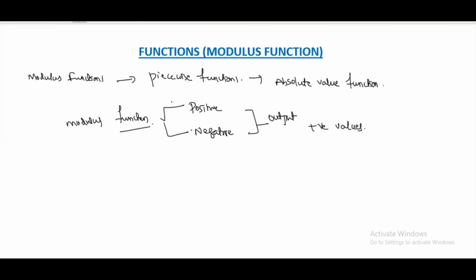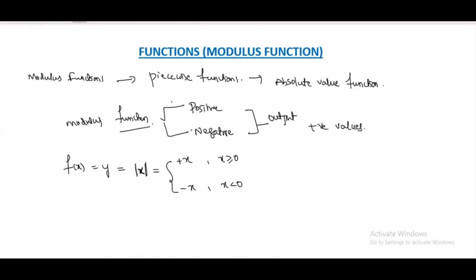So how can we denote this? If I take f of x is equal to some y, let us assume that is equal to mod x. The symbol to denote the modulus is these two lines. This is called modulus of x, mod x. So mod x will become plus x when x is greater than or equal to 0, and minus x when x is less than 0.